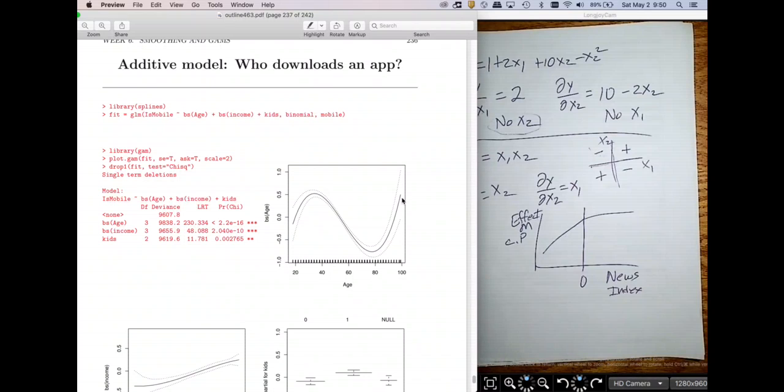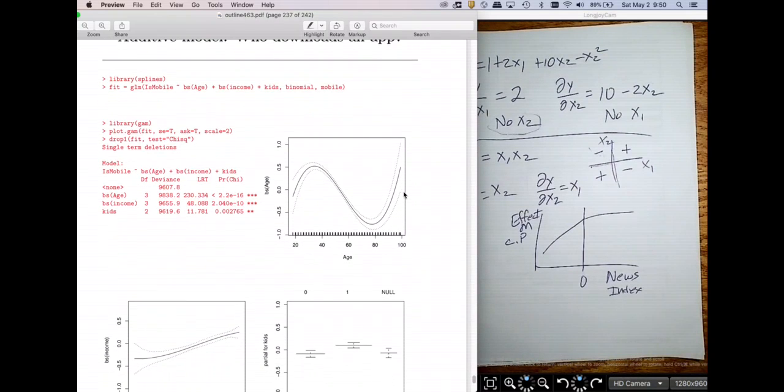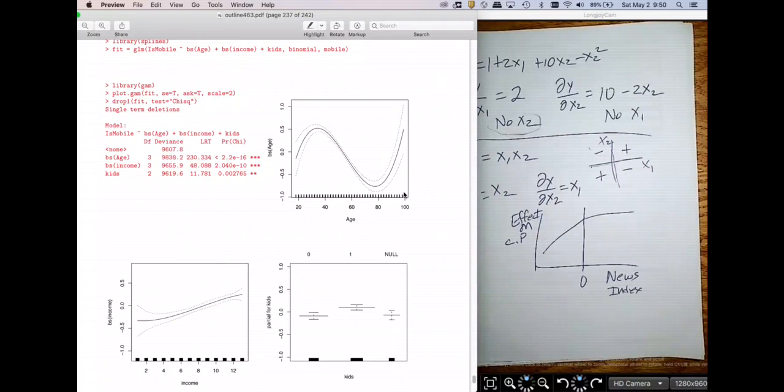Now that's an effect that I never would have thought to investigate with just some sort of transformation. So the additive model allowed us to discover this relationship, and it was a very interesting effect.